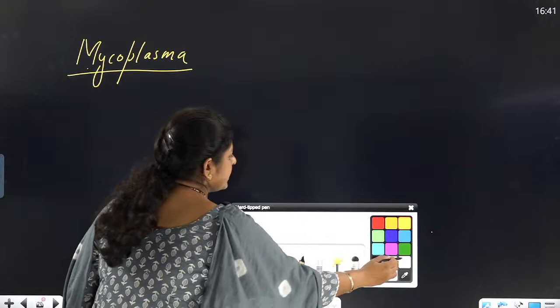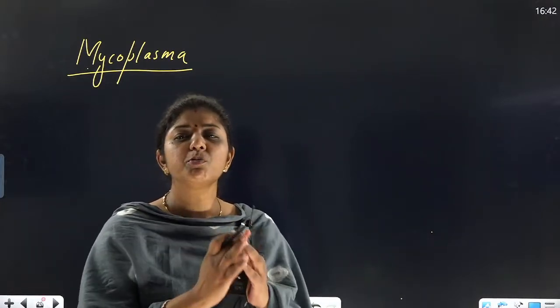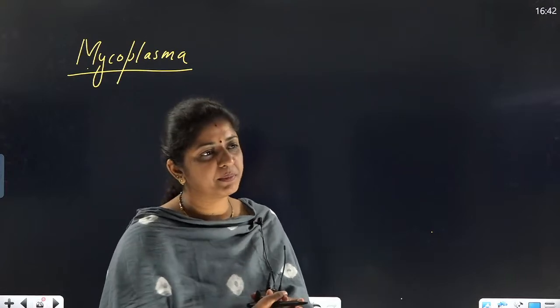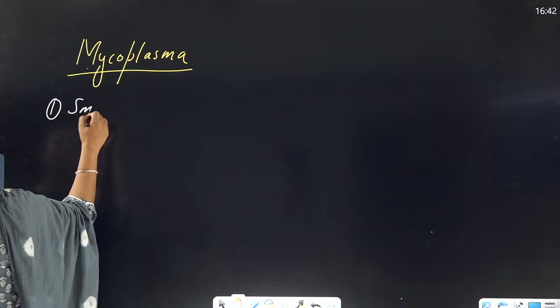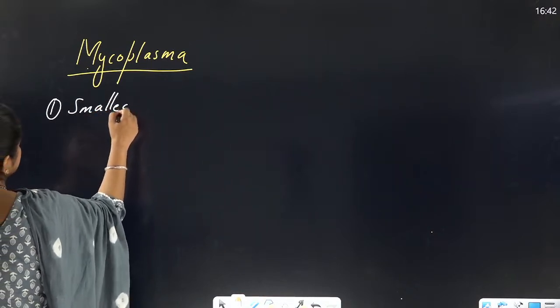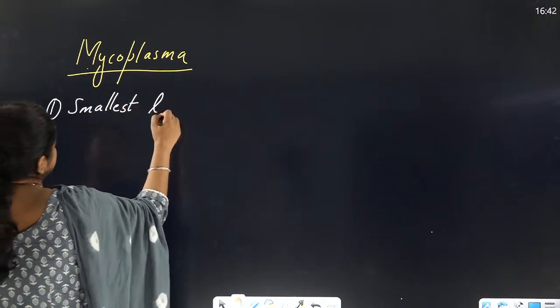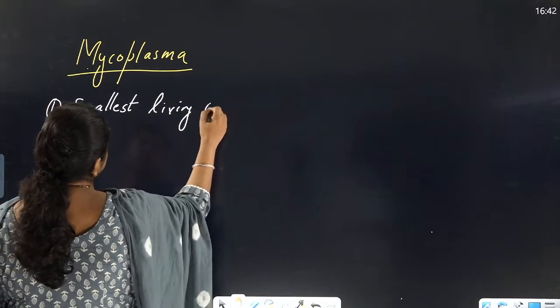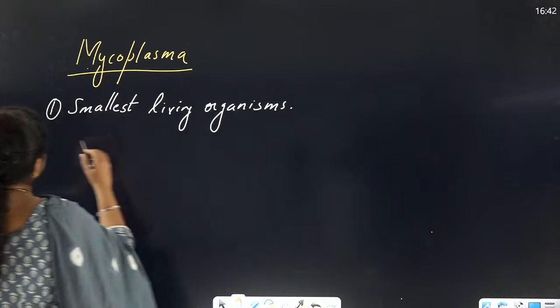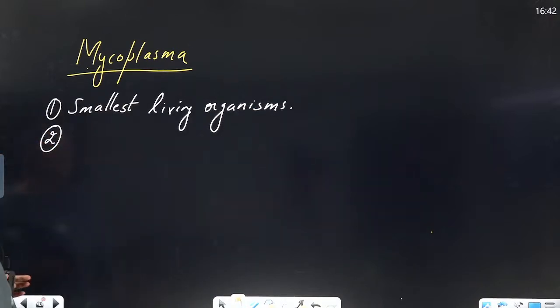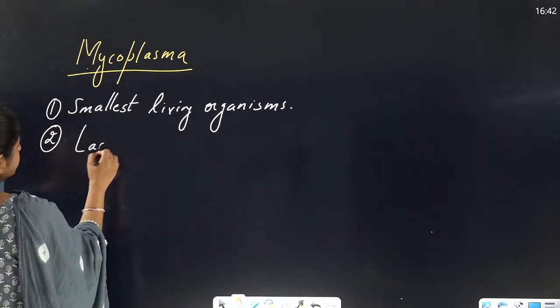If you remember in the chapter Cell, the Unit of Life, we said there the smallest cell is of Mycoplasma, right? So the main feature is that they are the smallest living organisms. Second one, they lack cell wall. This is very important.